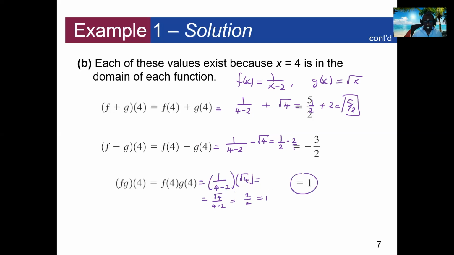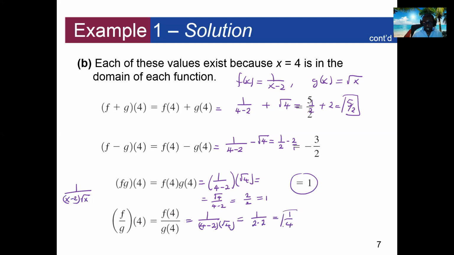And then finally, the quotient. If you remember the quotient, f of x divided by g of x, we got this expression, which was 1 over x minus 2 times the square root of 4x. So we're going to write this as 1 over 4 minus 2, then times the square root of 4. That gives us this. This is 2 times 2, which is 1/4. So we got that as an answer.